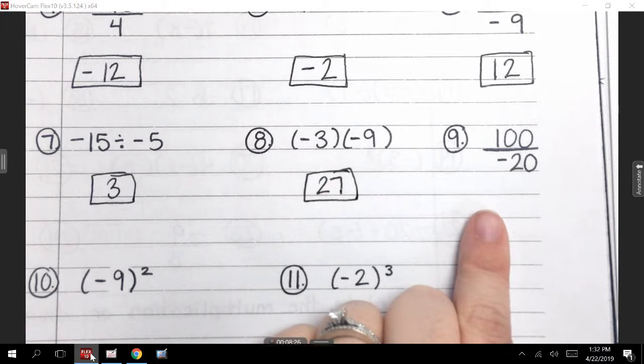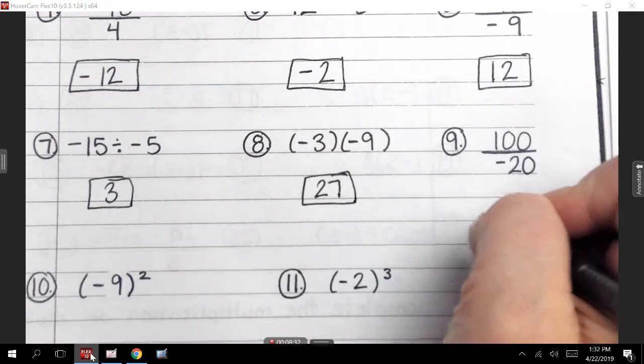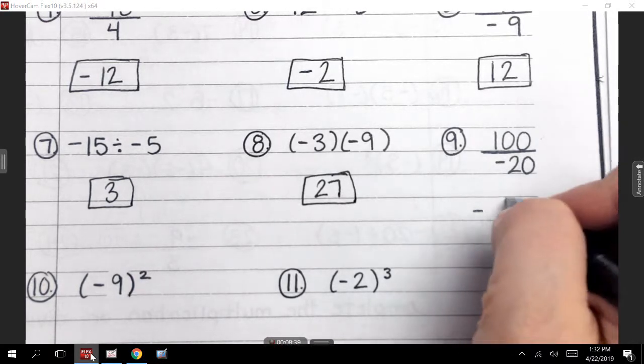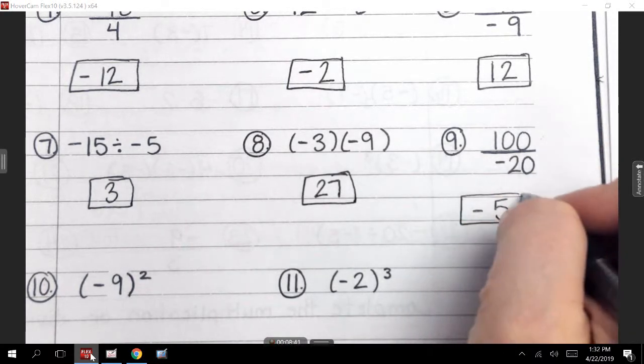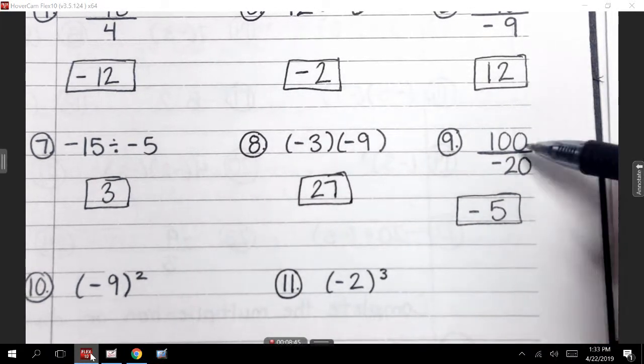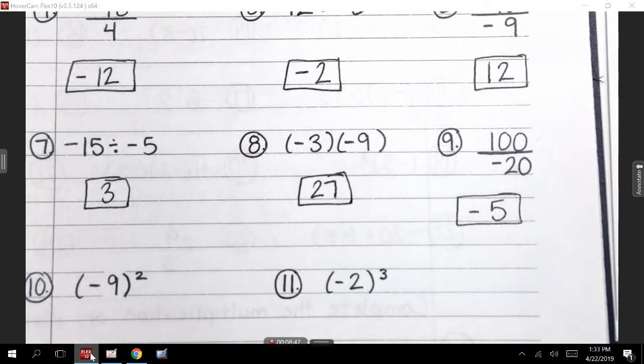All right, number 9. Sean, do I have same signs or different signs here? Different signs. So what type of answer should I get? A negative. So I'm going to write my negative. All right, and Sean, what is 100 divided by 20? 5. Very good. It's 5, because it's not by 2. 100 divided by 2 would be 50, but by 20 is just 5.